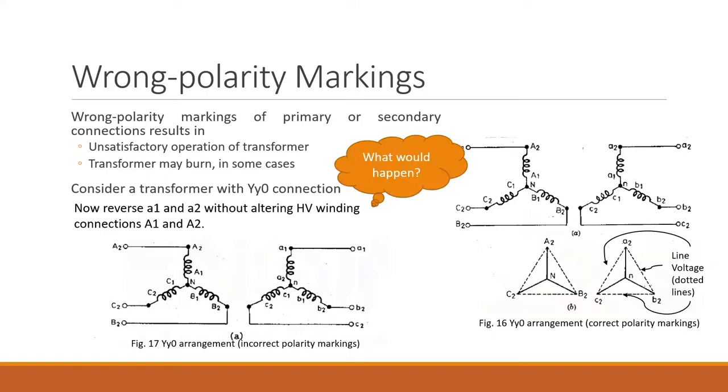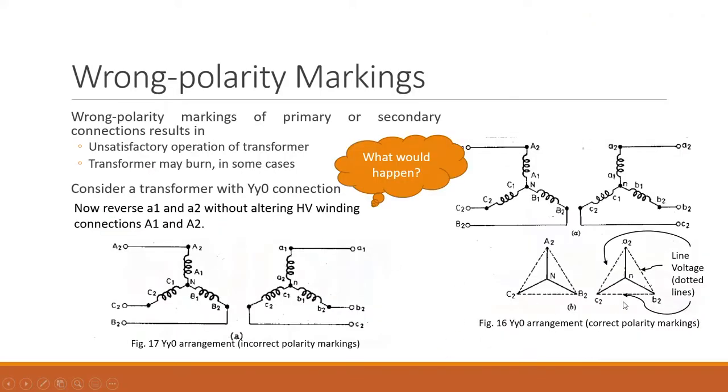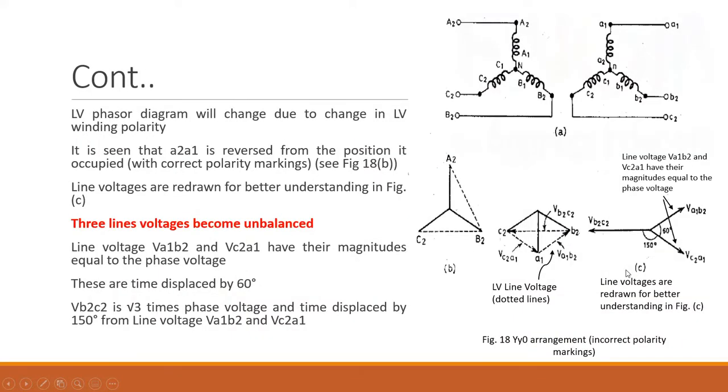Now this is done, so what is going to happen? Let us see that. The LV phasor diagram will change. It is obvious that you have changed the polarity, so the LV phasor diagram will be changed. What you could see here is that A2 A1 is reversed in your phasor diagram compared with correct polarity. For correct polarity, this is your actual phasor diagram, but here A2 and A1 are going to change. So here we have shown the phasor diagram corresponding to the wrong polarity.